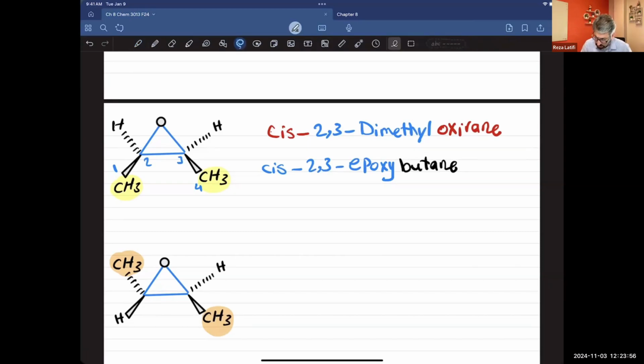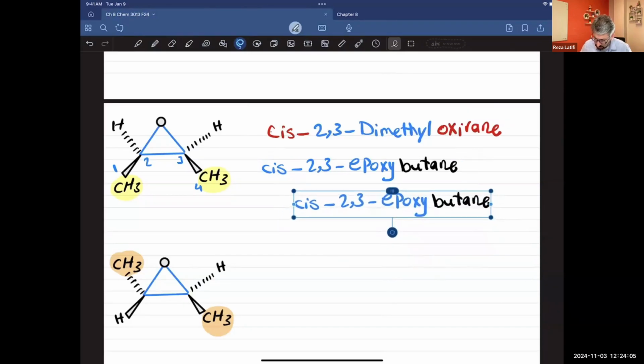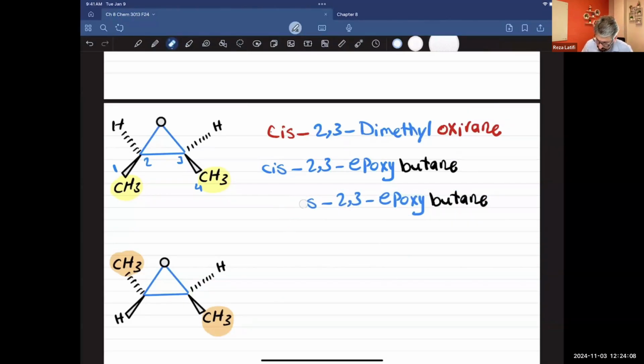Let's say you decided to copy paste one of these. It doesn't really matter which one. So say I decided to copy paste this one, and instead of cis, I'm going to go after the configuration. This one is number 1, this is number 2, that one is number 3, and that's number 4. So this is going to be clockwise. We will get R here.